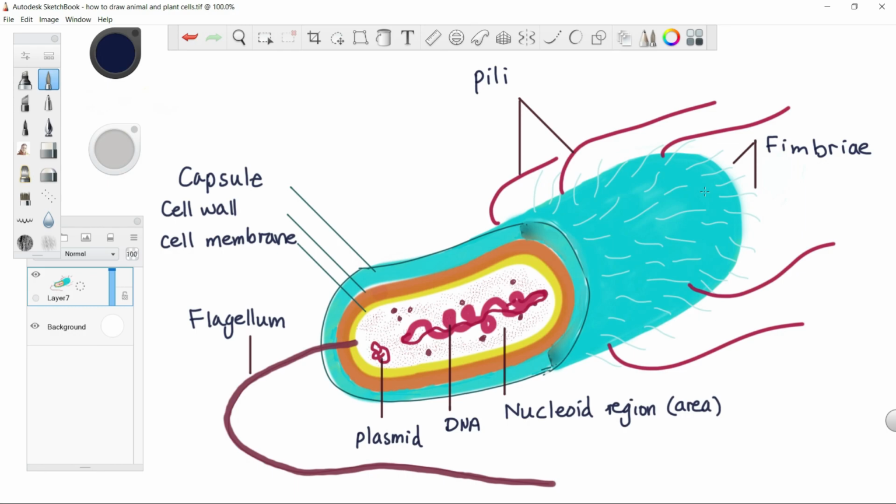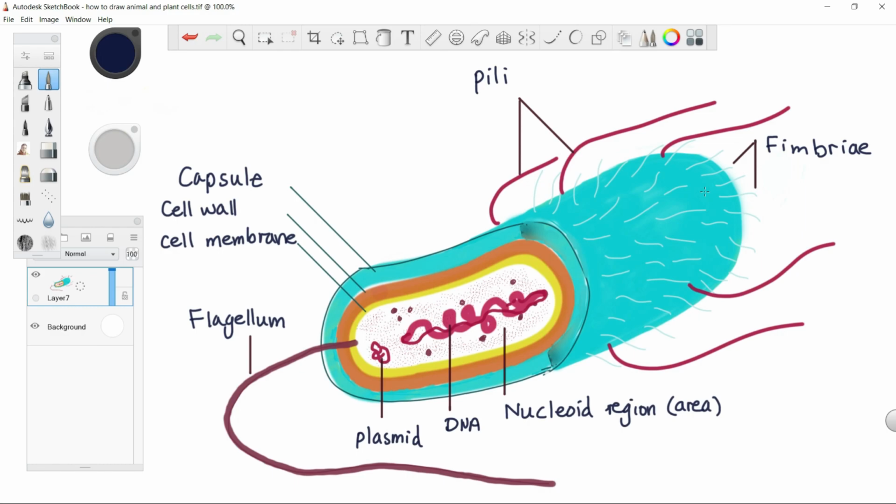Cell membrane. Every prokaryotic cell has a cell membrane, also known as a plasma membrane, that separates the cell from the outside environment. Flagella. Flagella are thin tail-like structures that assist in movement. Plasmid. A plasmid is a circular piece of DNA. DNA is a genetic material. Nucleoid. It's a central region of the cell that contains its DNA.